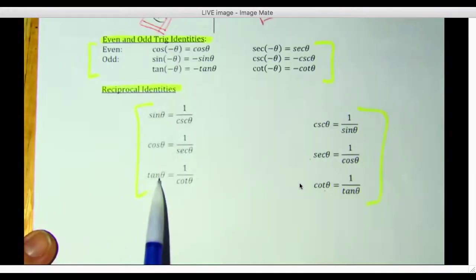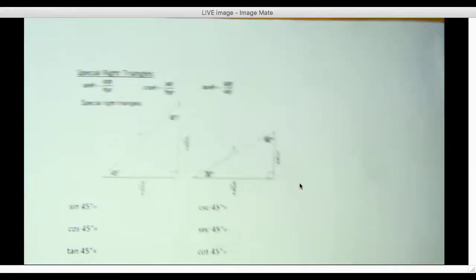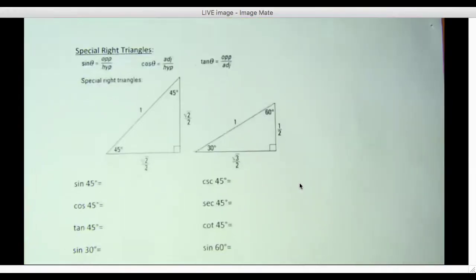So tangent of theta is equal to 1 over cotangent. Cotangent is equal to 1 over tangent. And those are those reciprocal identities. On the next page, we have some special right triangles. Again, hopefully you learned this in a trig class. I will be going through it quickly as though you have already learned it in a trig class, and we'll kind of expect that you know what I'm talking about.